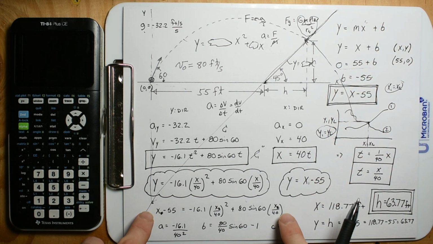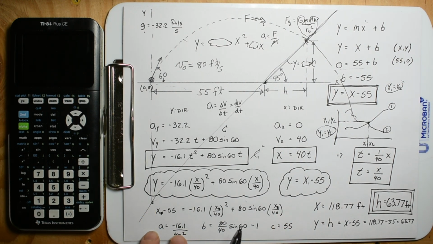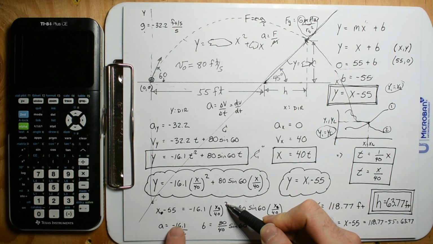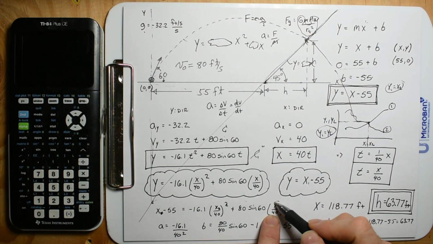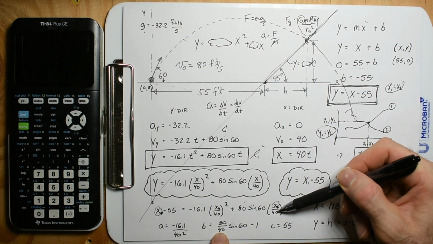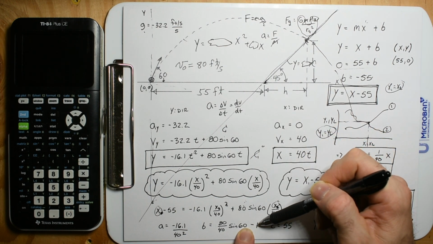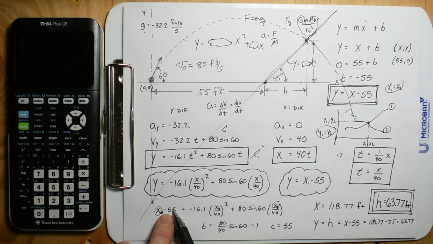Cool. And so all I use is my graphing calculator to solve it. But if you want to use the quadratic equation, here's my a term. Since this is my x squared term, my a term is going to be negative 16.1 divided by 40 squared. My b term has the x in it. But this also has an x in it. So we're going to have 80 divided by 40, sine 60. And then we're going to bring this x over here. We're going to subtract 1. So cool, that's my b term. C term is just this constant over here. It's going to be positive 55.